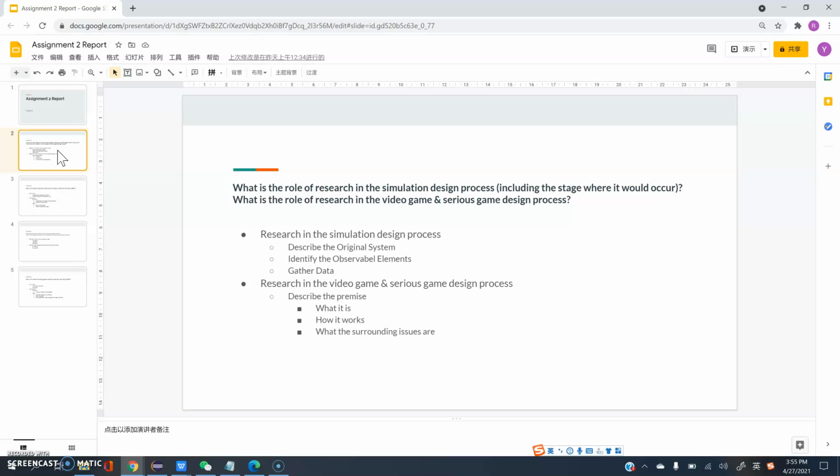So for the first question, the research in the simulation design process involves three different stages. The first is describing the original system, the second is identifying the observable elements, and the third is gathering data.